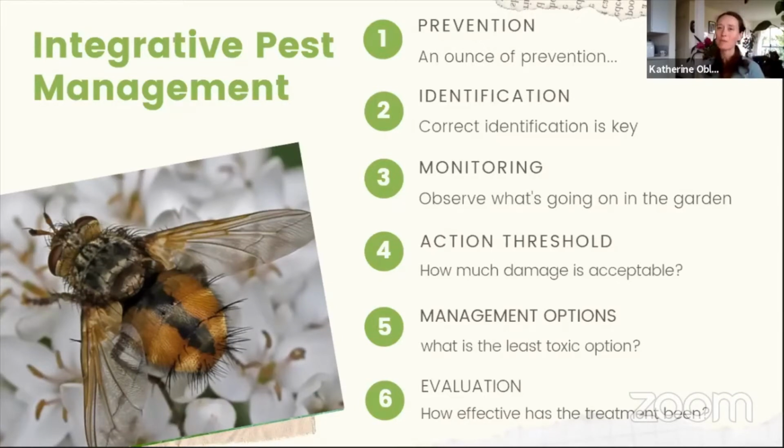So to start with, we've got prevention. Prevention is what we just talked about, all of those good gardening practices: the right plant in the right place, keeping good airflow in the garden, and doing appropriate seasonal care. Also choosing plants that aren't susceptible to disease.